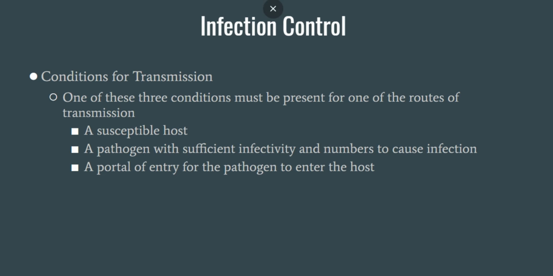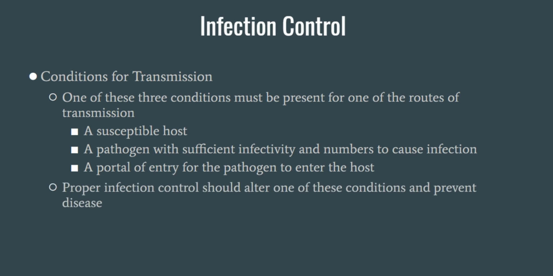So if we have proper infection control, that should alter one of these conditions and prevent the disease. So, another example, a portal of entry. Masks, glasses, our protective clothing, those things are all worn, so that is preventing a portal of entry. Pathogen with sufficient infectivity. We are sterilizing, disinfecting, and cleaning properly. Those pathogens are not going to be as effective, or those pathogens are not going to be able to infect.